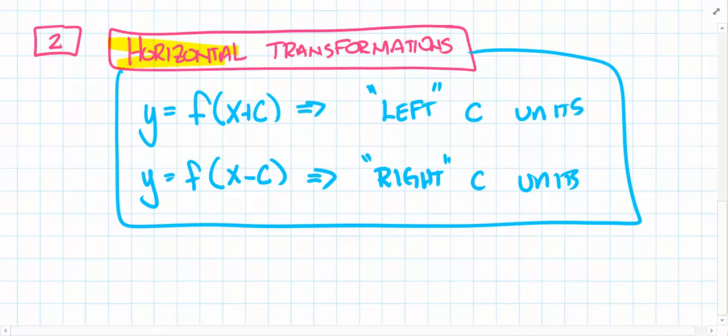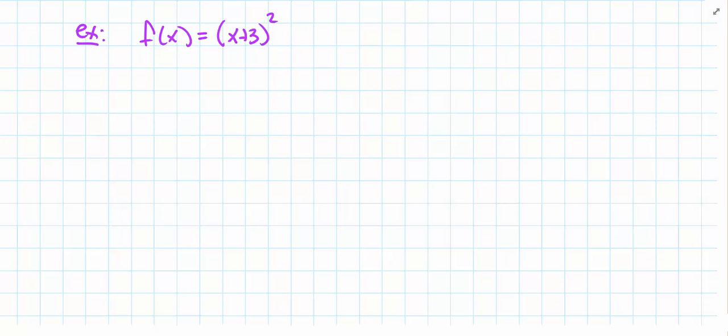Okay, let's look at this one. F of x equals x plus 3 squared. How would you describe this particular function? What's going on here? First of all, what's the parent graph?